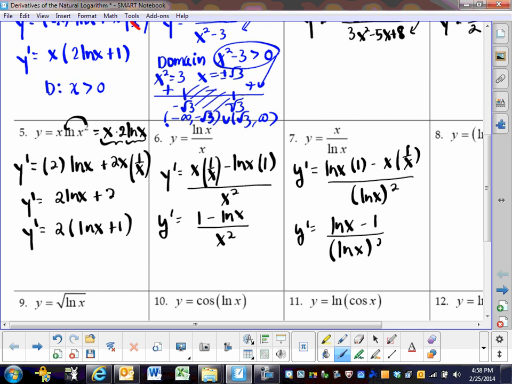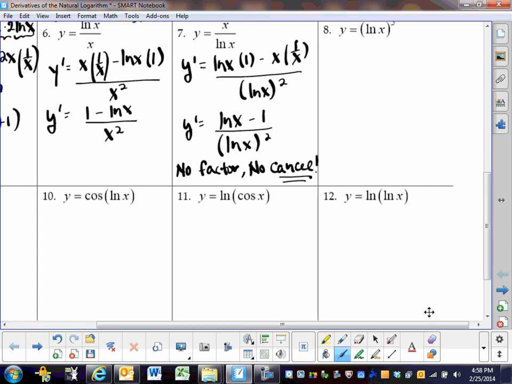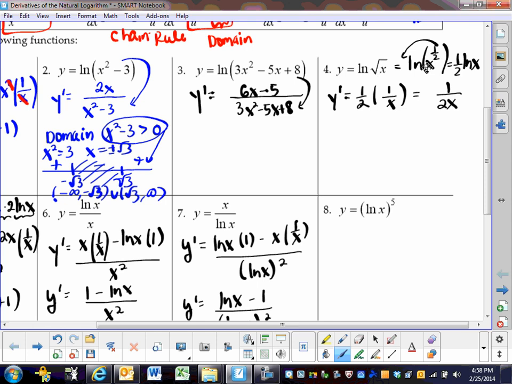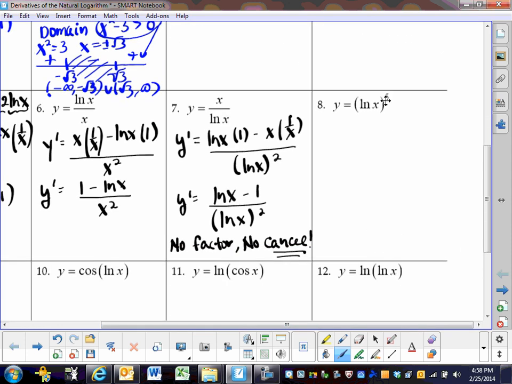Similarly, number 7, using the quotient rule, is low d high minus high d low over the square of what's below. So again, simplifying, we don't have to deal with the complex fraction. Now, on this one, I wanted to point out, you cannot cancel any of those natural logs. If something doesn't factor, it does not cancel. So no factor, no cancel. So I can't cancel anything in that problem.